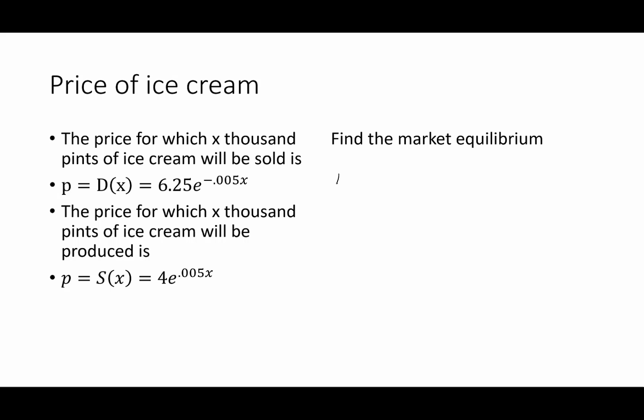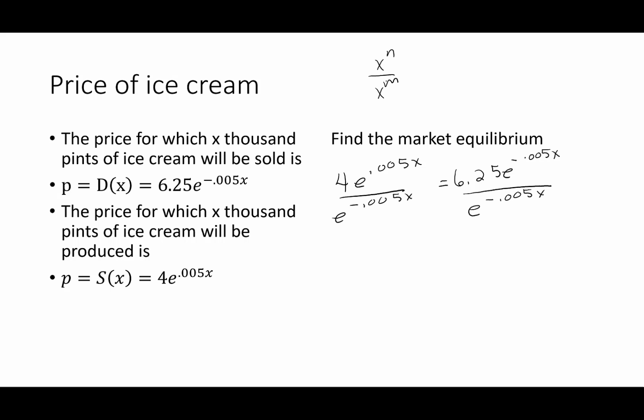So I'm going to set my supply, 4e to the 0.005x, equal to the demand, 6.25 e to the negative 0.005x. I am trying to solve for x, so we need to gather all of the x's on the same side. So let's divide both sides by e to the negative 0.005x. Remember, when you divide anything with the same base, you are going to subtract the exponents.